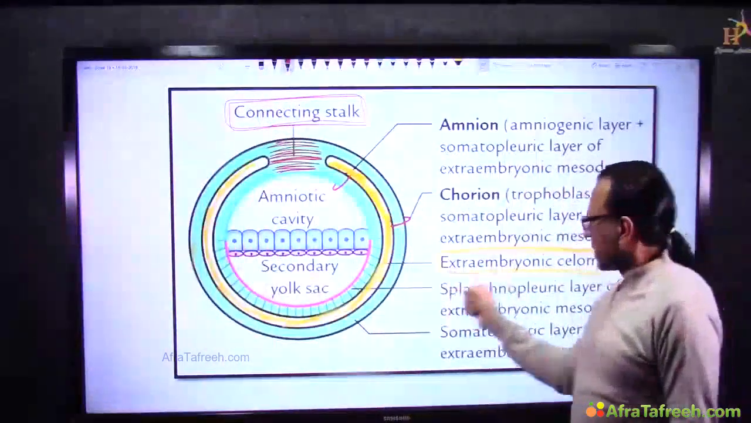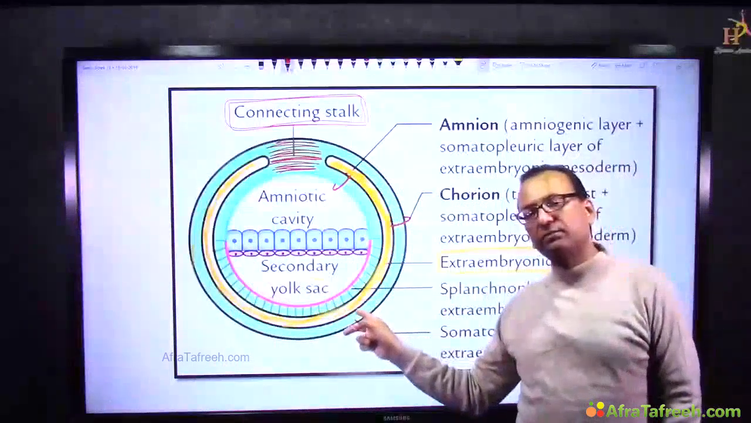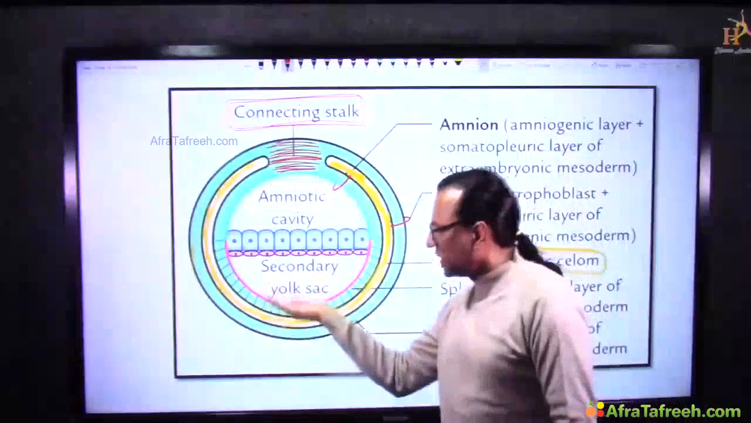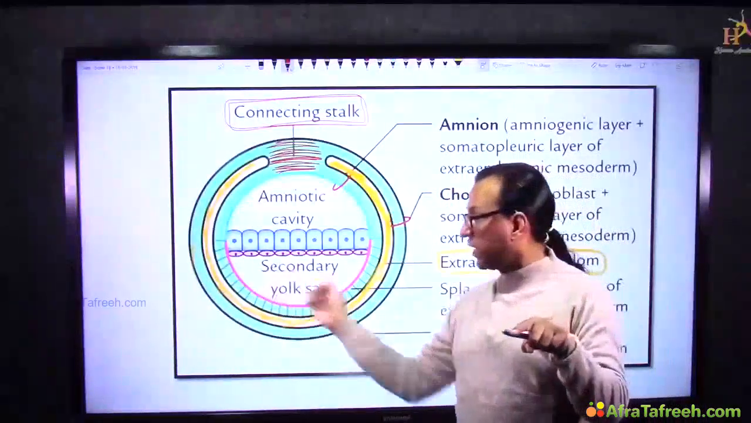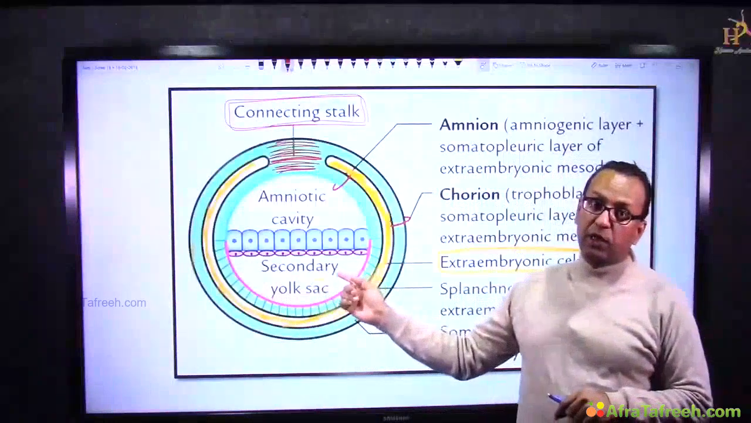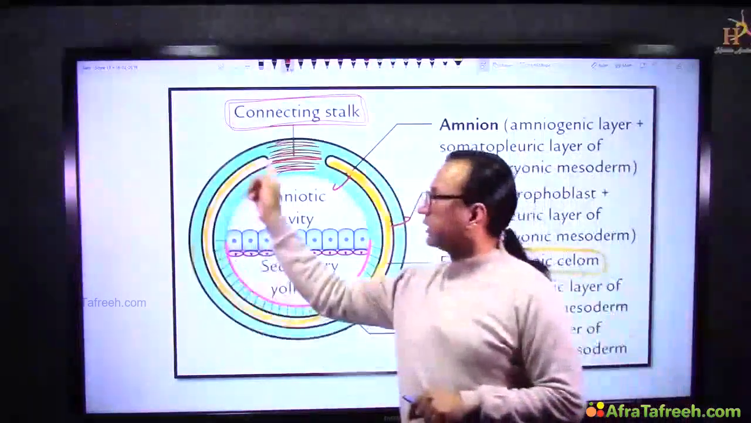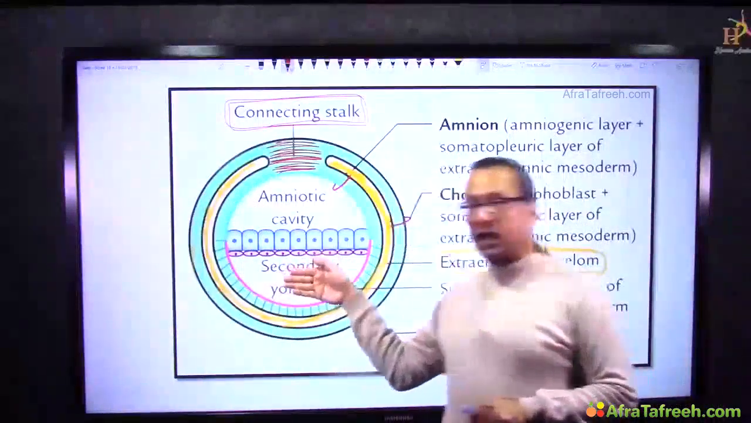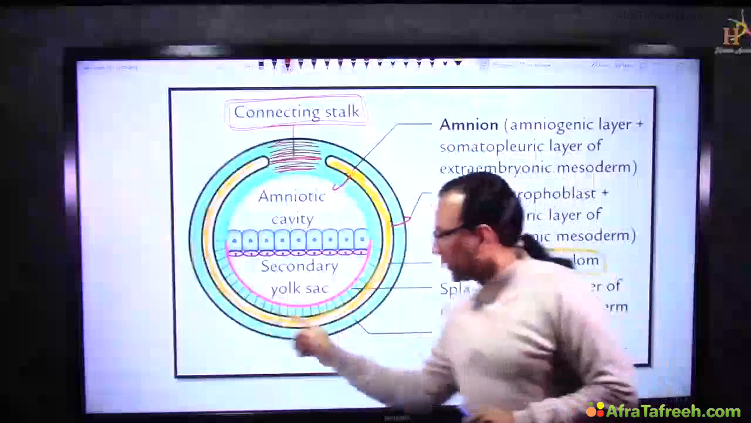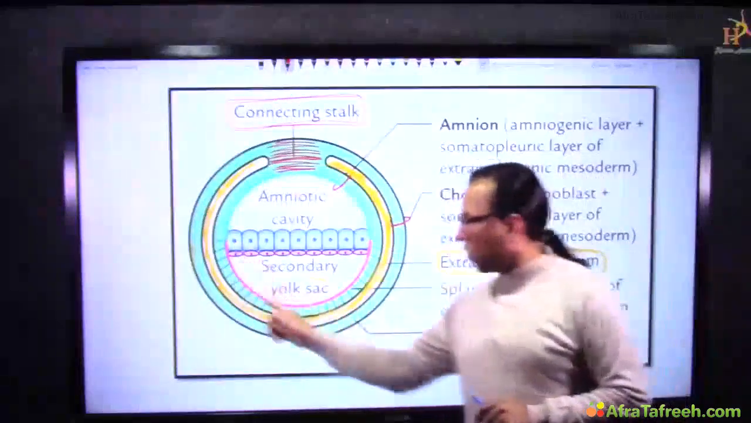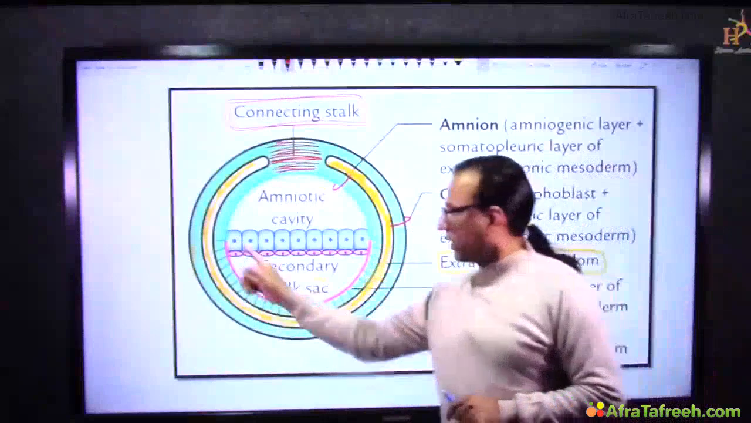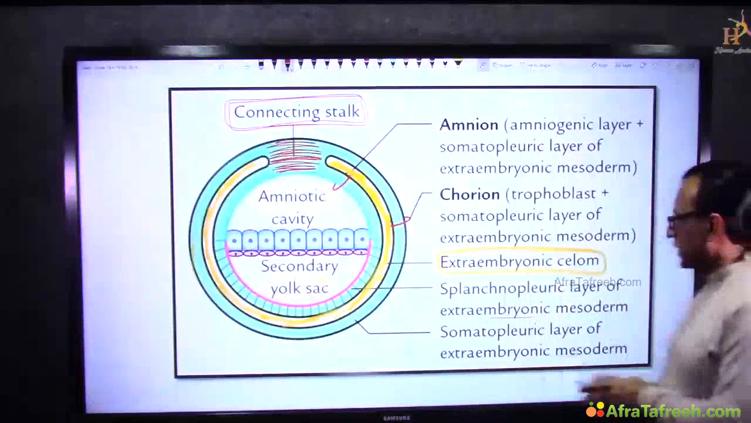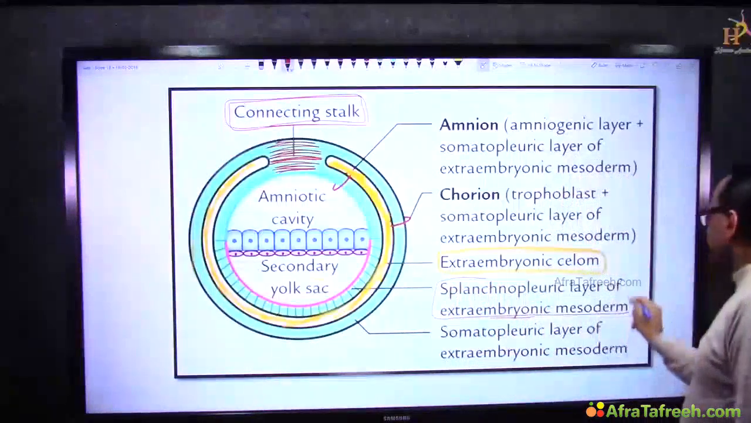This extra embryonic coelomic cavity is dividing extra embryonic mesoderm into two parts. The one which is towards the yolk sac, which is now called the secondary yolk sac. Understand, when the coelomic cavity has come, the primary yolk sac would have become the secondary yolk sac, and the extra embryonic mesoderm, which is along with the yolk sac, is called the splanchnic extra embryonic mesoderm. So this is called the splanchnic extra embryonic mesoderm.